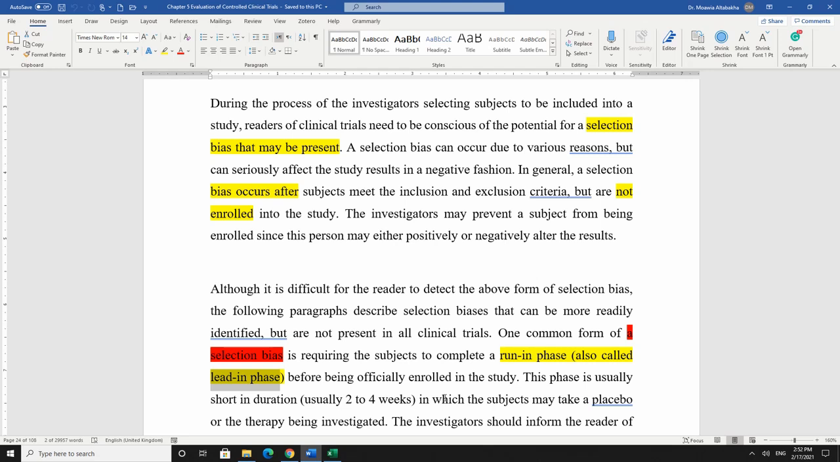So when I did that, I had to remove some subjects who had bad effects or side effects that required them to be removed from the trial.